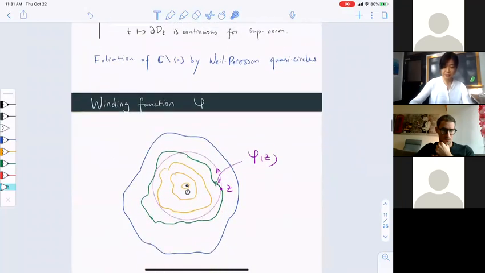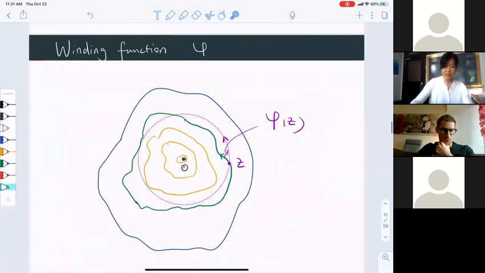The picture you can have in mind, for instance, is this one. These curves, these Weil-Petersson quasicircles, are not C1, they can be a little bit fractal, and they can have some spirals, but still they're rectifiable. They have a finite length.